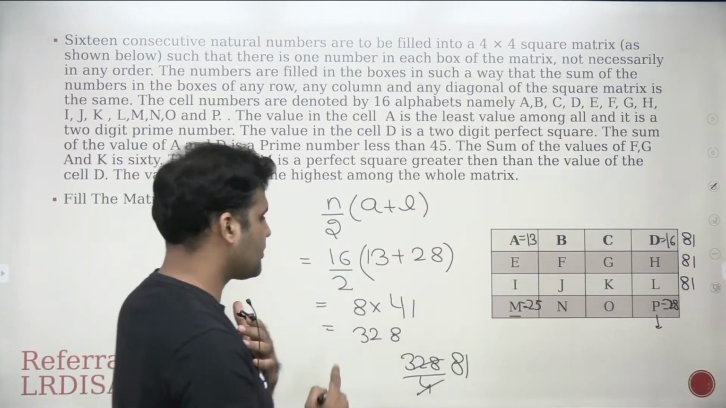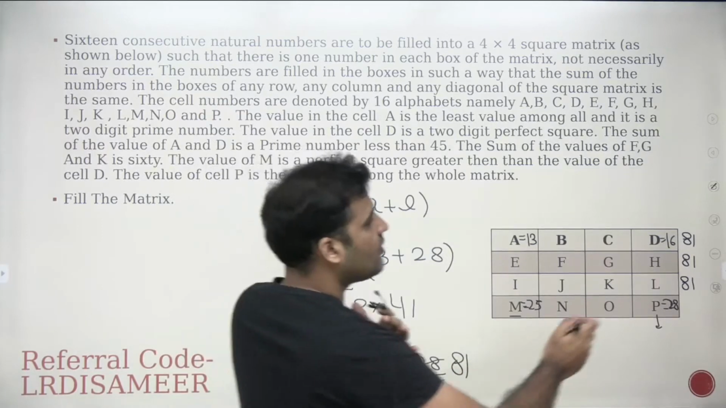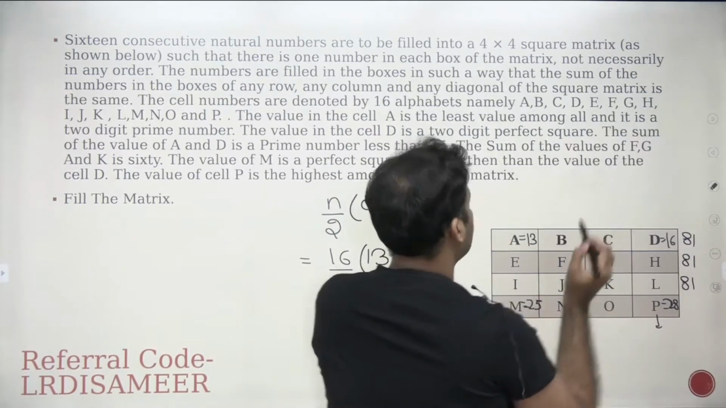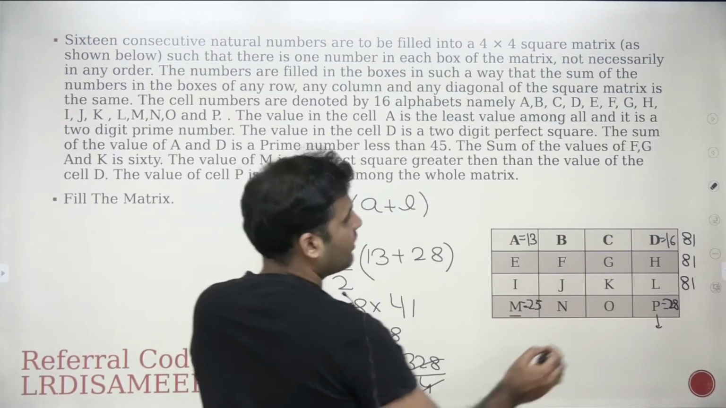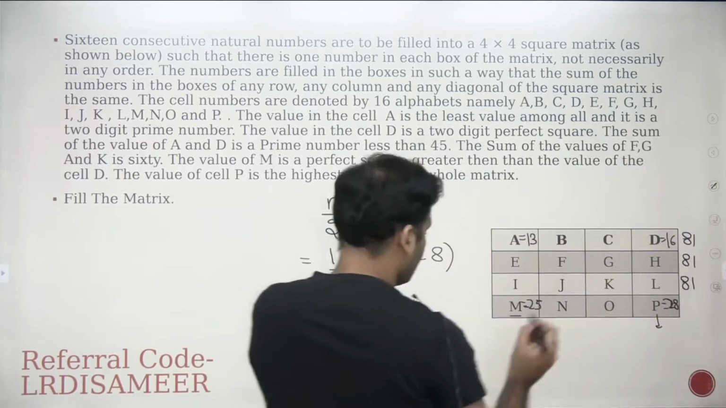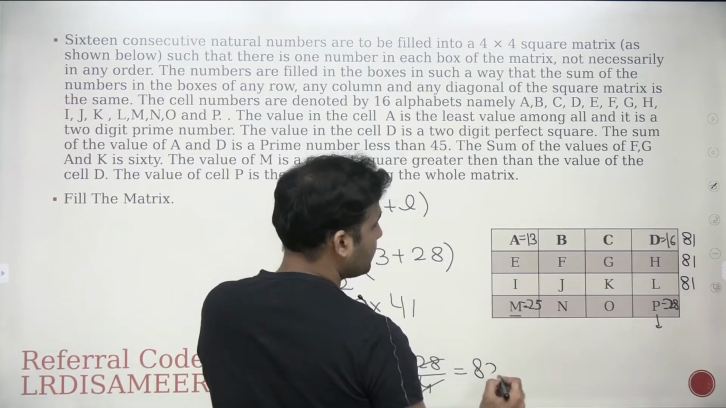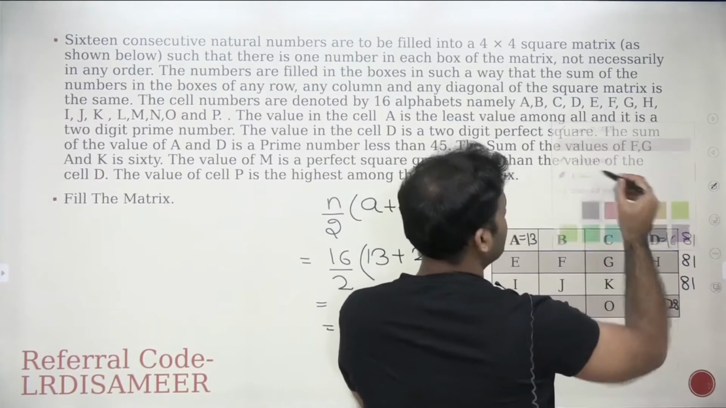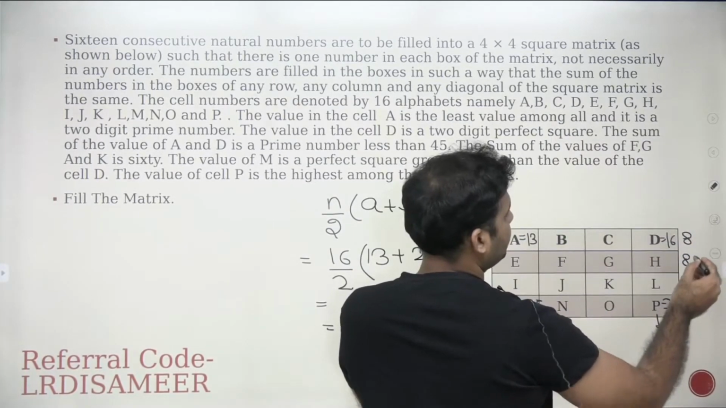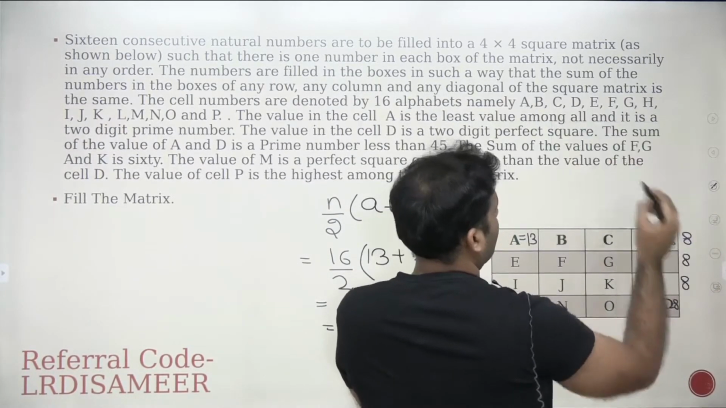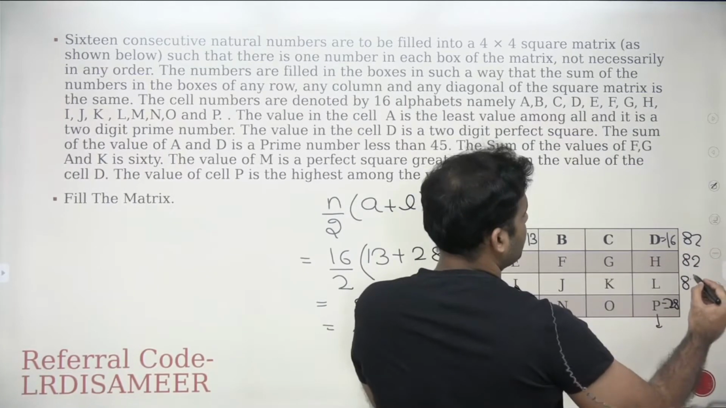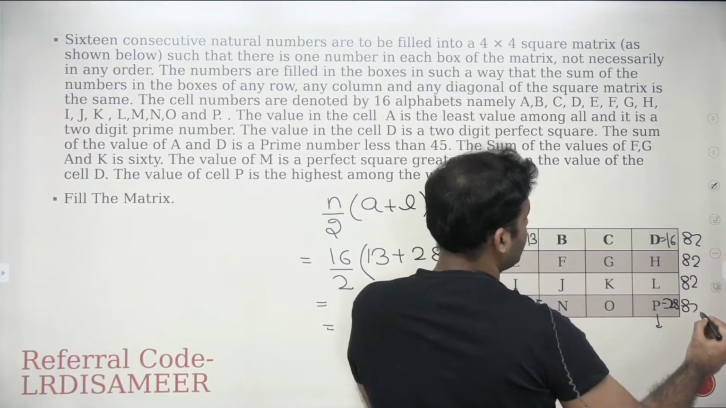Sorry, not 81, I'm sorry. 328 by 4 will be 82, right? So it has to be 82. So this value will be 82, right? So let's write it down. This is 82, this is 82, this is 82, and this is also 82.